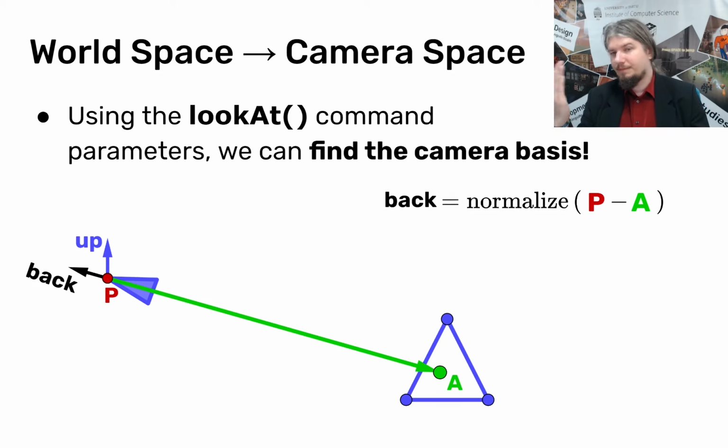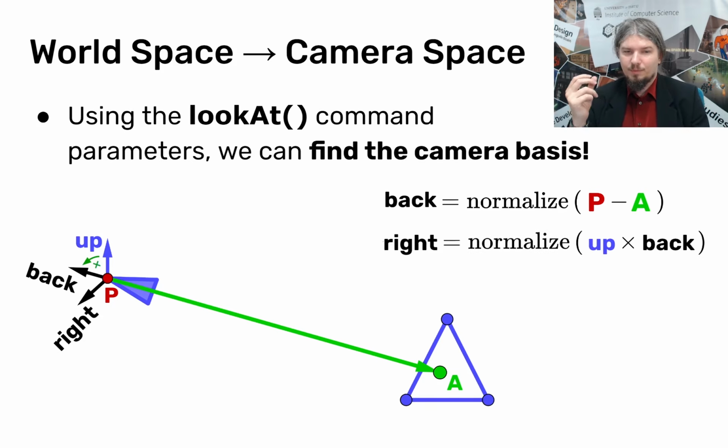Next, we have this back vector. What else do we have? We have this up vector as well. So we have two vectors. One is some arbitrary direction that kind of points upwards, and we have back. So now we can find the right vector. And how do we do that? Well, we take the cross product.